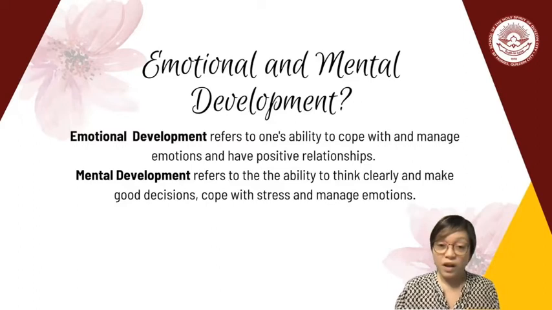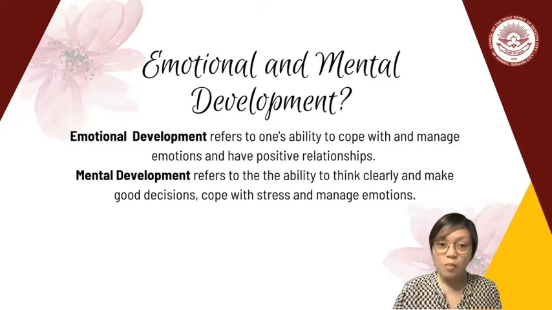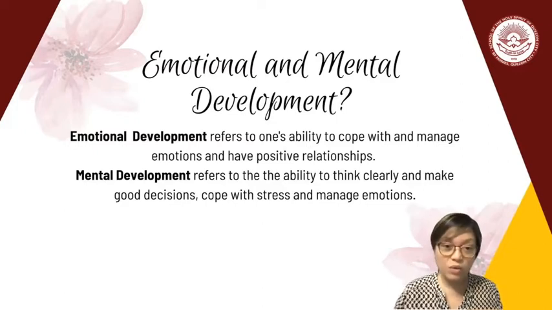Mental development, on the other hand, refers to the ability to think clearly and make good decisions. All right. So this does not focus on your relationships with others, but this focuses on how you can think and make good decisions. And somehow your emotions and how you cope with your emotions and how you manage stress or anxiety, how you cope with this can affect how you think clearly and how you can make good decisions. All right. That is mental development. So we talk about emotional and mental. They may seem similar, but there are differences that we also need to understand about each area.